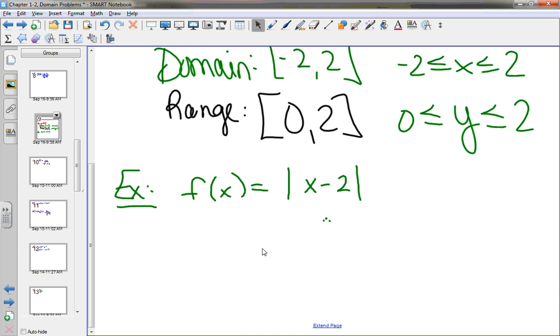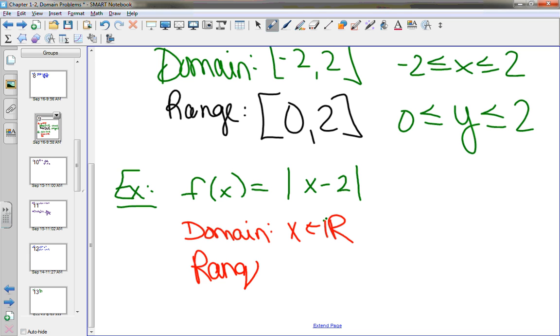Now, with that said, the domain here, what did we say this was? X is an element of the reals. You're absolutely right. Because x can be any value. Whenever you read the graph from left to right, it can be any value it wants to be. Now, what's the range on this thing? It starts out at 0 and it goes all the way up to infinity.